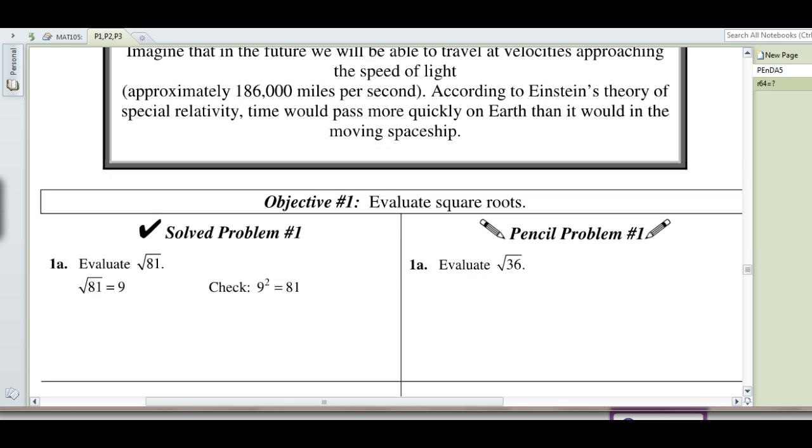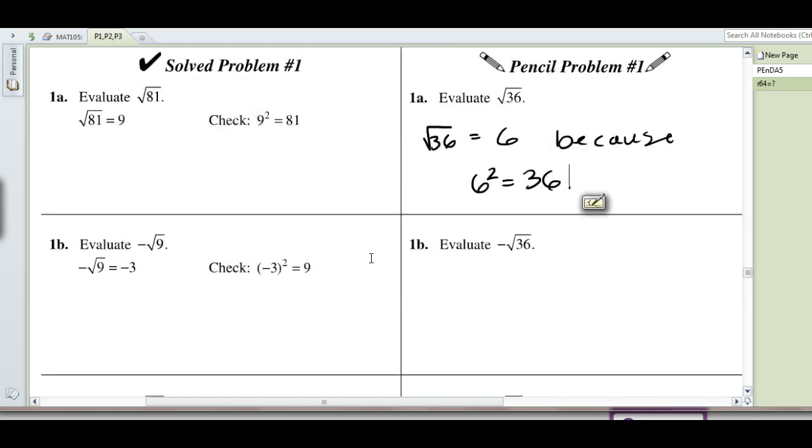So the first one, evaluate the square root of 36. Here we would say the square root of 36 is equal to 6, and the reason is because 6 squared equals 36. Basically we'd be asking for which x does x squared equal 36, and that's the number 6.